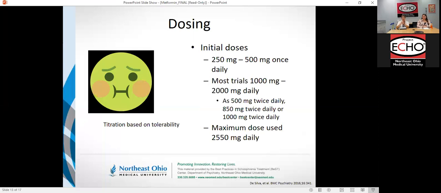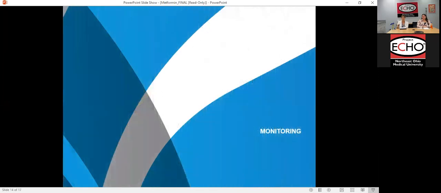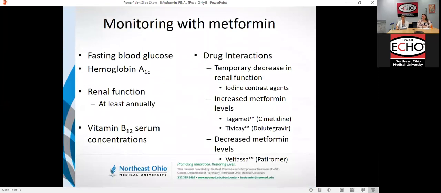The maximum dose that's allowed is 2,550 milligrams daily, 850 milligrams three times daily. For diabetes, there's been little additional benefit once you get over the 2,000 milligram mark. There's not as clear of a dose association for the weight loss with antipsychotics at this time. So they're really kind of targeting more of that mid-range, but you may see some individuals that will push it up beyond that. So we will have to monitor.